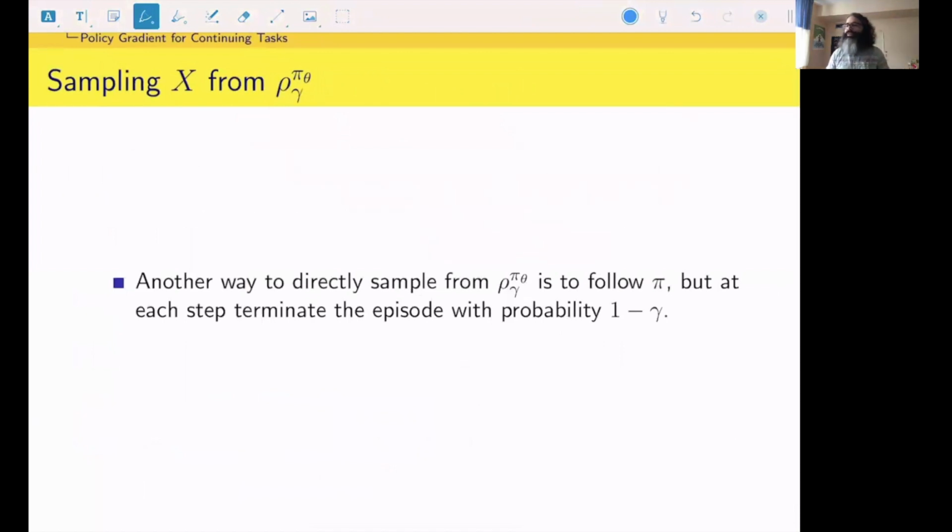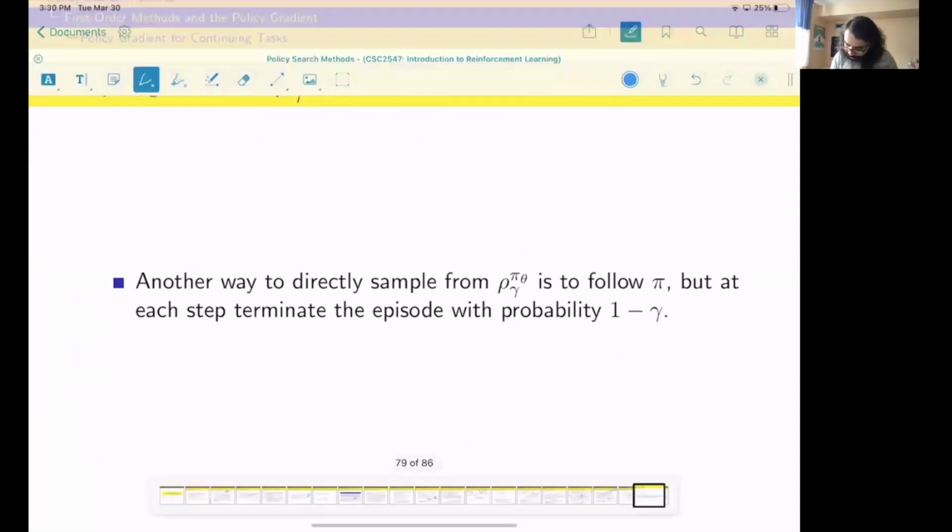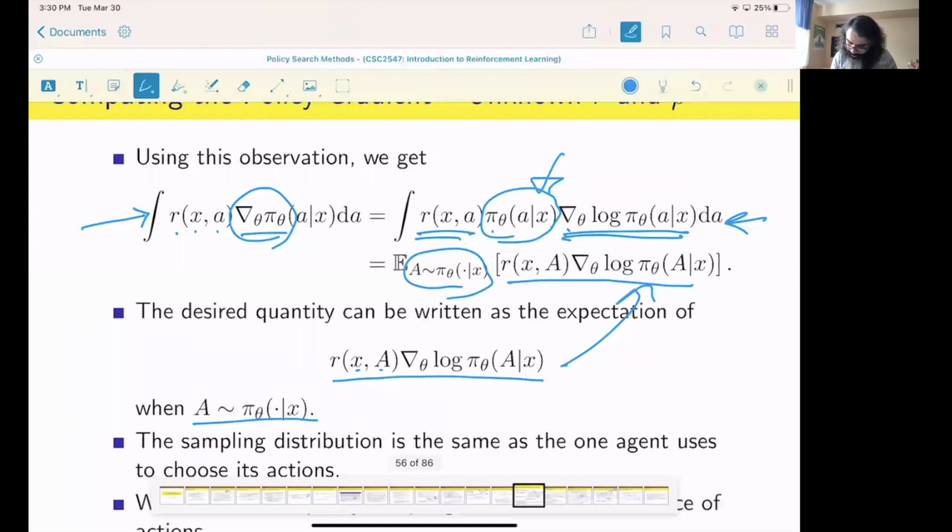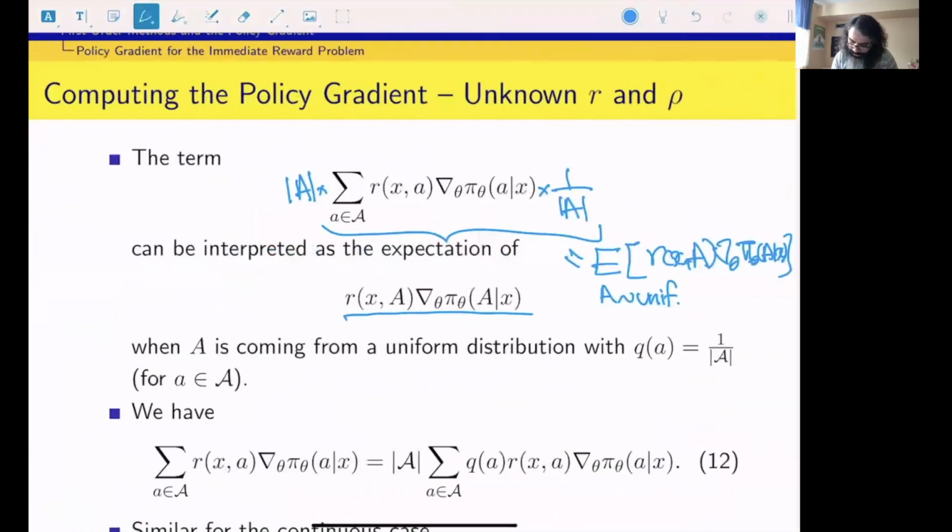Another way of sampling directly from rho of pi theta of gamma is to follow policy pi, but at each step terminate the episode with probability 1 minus gamma. So instead of going up to infinity, we make it an episodic problem, but we terminate it with a certain probability. And this comes from the interpretation that I had a few slides ago.